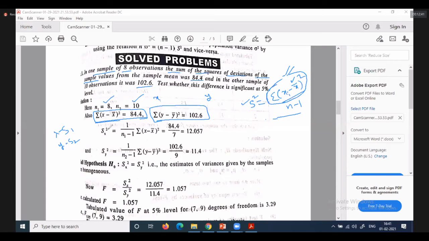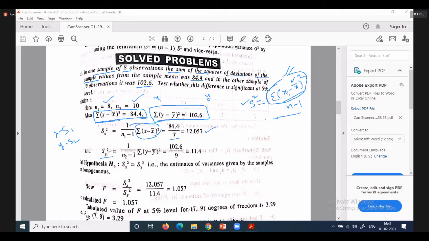See, s suffix x square is the variance. The variance formula we know: summation xi minus x bar whole square by n minus 1. This value they have given, that is 84.4, divided by the first random sample size 8 minus 1, which is 7. We can get the first random sample variance. Similarly, you can find the second random sample variance.